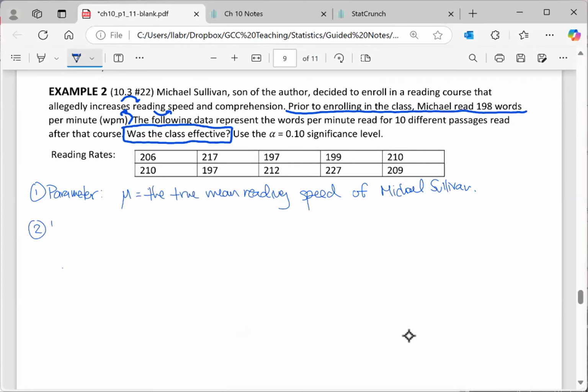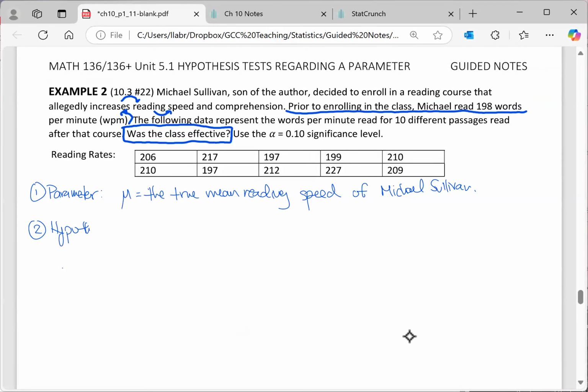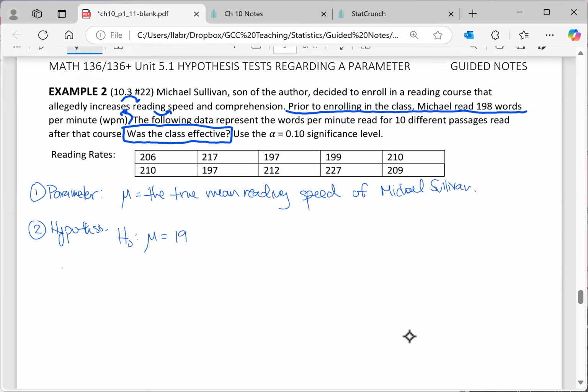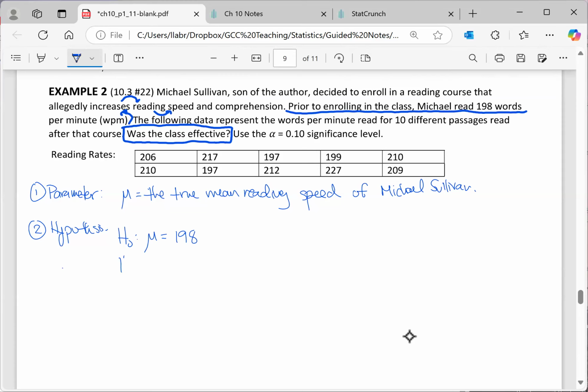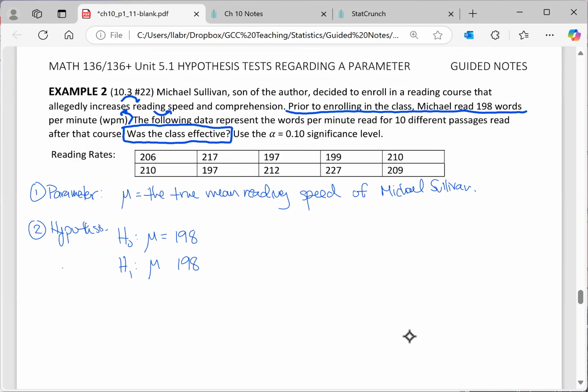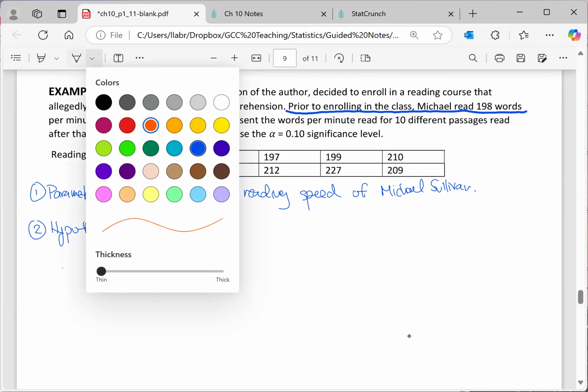All right, now let's take a look at our hypothesis. So the hypothesis here is going to be that the reading speed is the same as it was before, so 198. We're interested in whether the class was effective. Remember, if the class is effective, it means that reading speed has gone up, so increased reading speed. So that means mu is higher now. Okay, so it takes a little careful reading here to really determine the appropriate hypothesis, but then everything else is pretty simple.